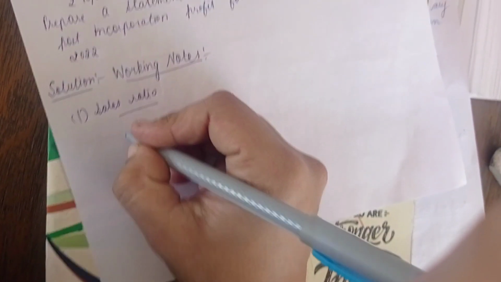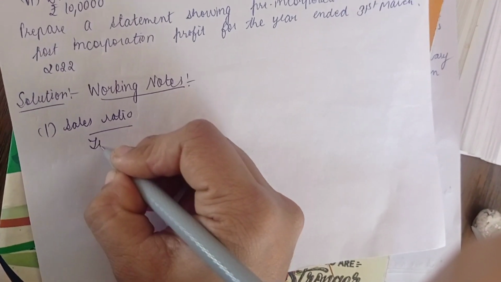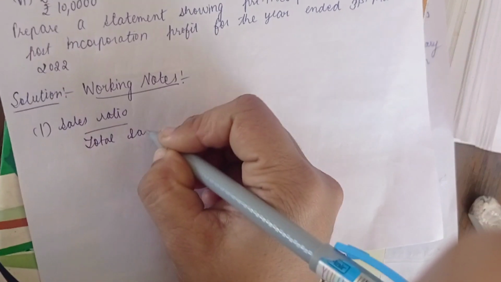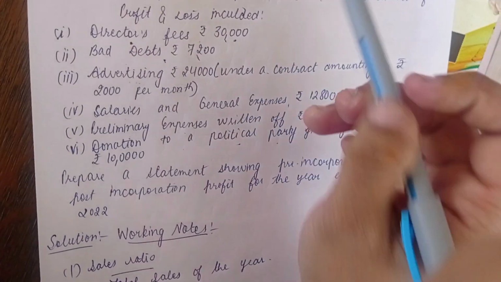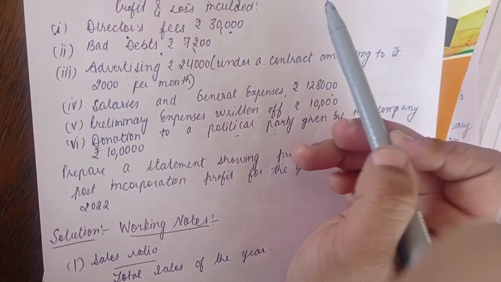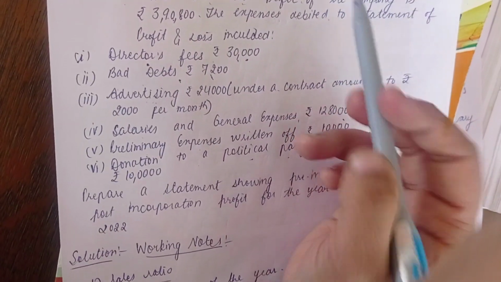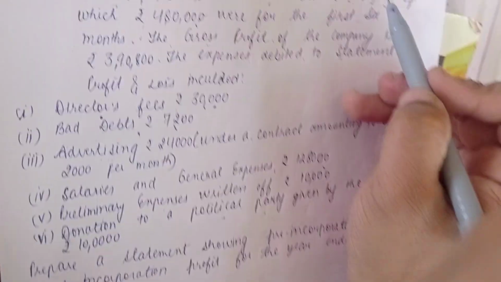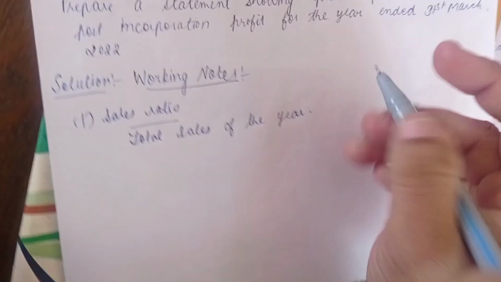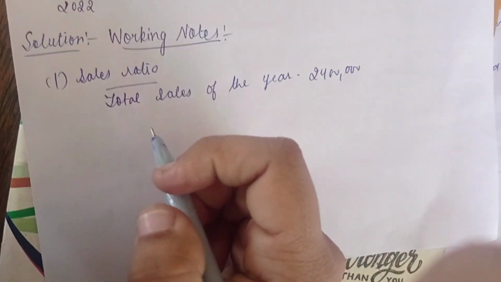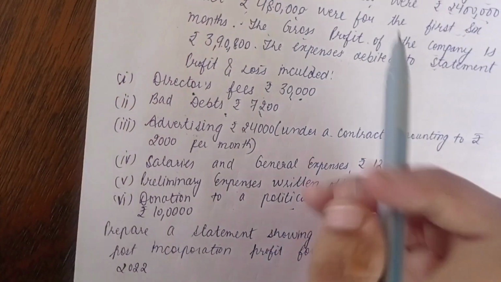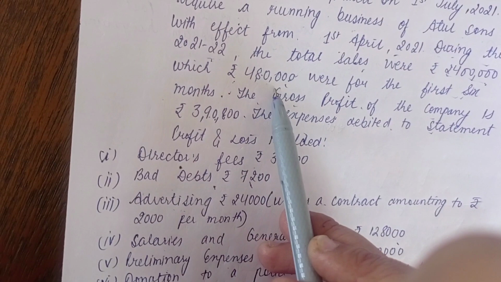Now we will take from the question the total sales of the year. Total sale is given in the question, that is, total sale during the year is 24 lakh rupees, right? Here it is given 24 lakh rupees. We will write here 24 lakh, right? Then the next step is we have been given the first 6 months sale, that is 4,80,000, right?